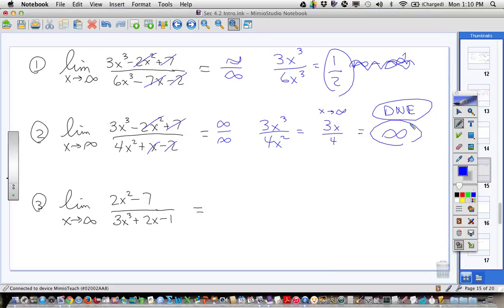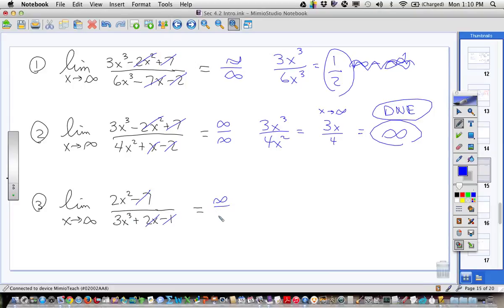Why? Because the top infinity was way bigger than the bottom infinity. And as x kept getting bigger, the top kept getting bigger and bigger compared to the bottom. So when you have a fraction where the top is bigger than the bottom and getting bigger, the fraction's getting bigger. All right, and then what happens on this last one?